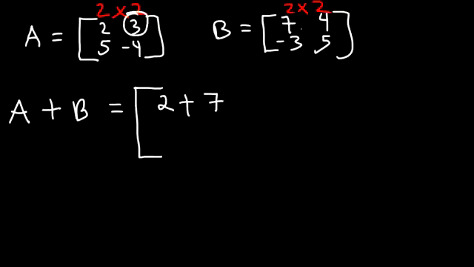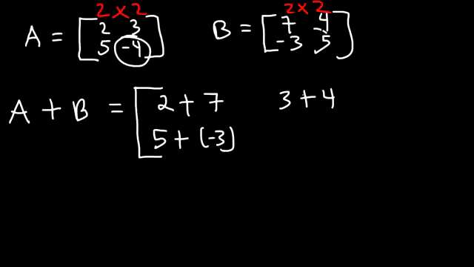And then we need to add these two. So in the first row, second column, is going to be 3 plus 4. And then we're going to add those two numbers. So that's going to be 5 plus -3. And these two numbers, which are in the second row, second column, the result will remain in that position, second row, second column.